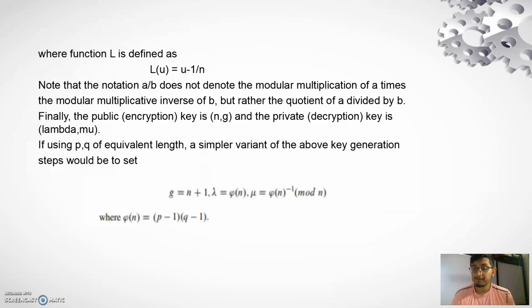And the private decryption key is lambda comma mu, where lambda was the LCM of p minus 1 comma q minus 1, and mu was the modular multiplicative inverse. So these will be the two keys which we'll get. Now a simpler case of this would be if we take g, the random integer, to be n plus 1, lambda to be psi n and mu to be psi n inverse mod n, where psi n is p minus 1 into q minus 1. This will be the simpler variant of the above key generation steps.